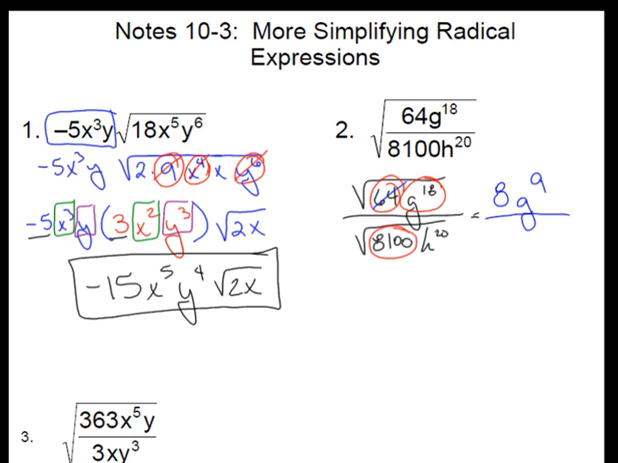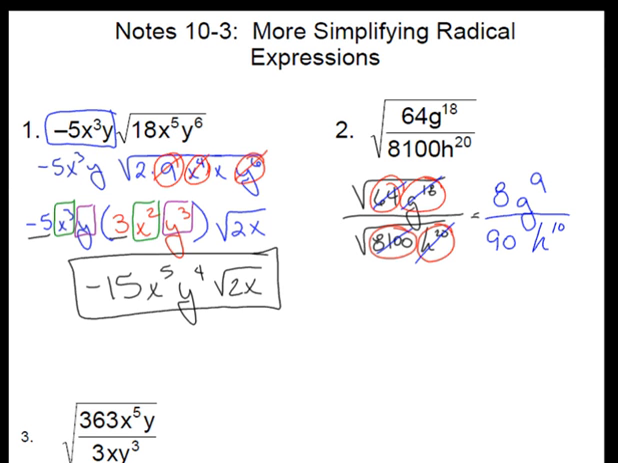Over, 8,100 is a perfect square. We take the square root of 81, which is 9, and we put a 0 under it, so that's 90. So that portion is done. And then I deal with my h to the 20th power. Well, I do 20 divided by 2, which would give me h to the 10th power.